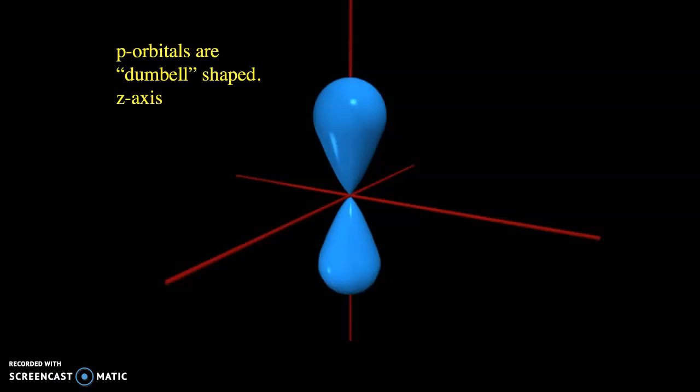Once you get past the s's, then you start seeing what we call the p orbitals, and they are dumbbell shaped, what I like to call actually a figure eight. So if you were to trace this and think about a figure eight shape, that's exactly what the p orbitals are. They are figure eights, right? Some people call them dumbbells. I like to think of them as figure eights, but you can do either, right?